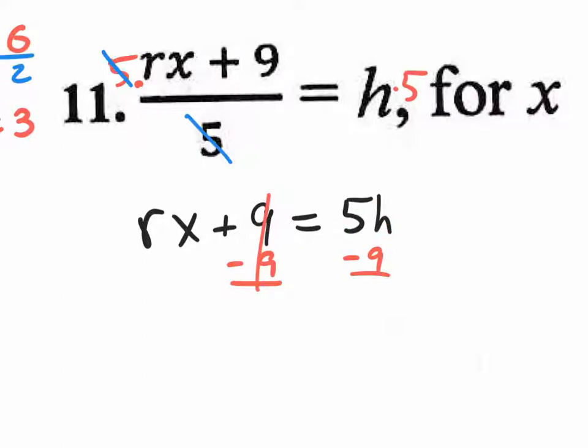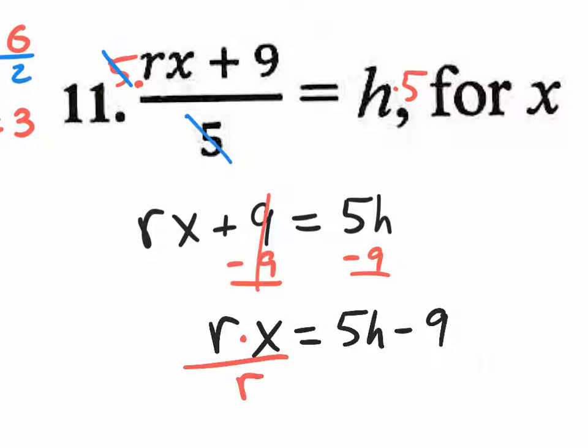So on the left side, well, here's my equal sign. On the left side, I have the rx, the r times x. And on the right side, I have 5h minus 9. And again, we are solving for x, so I need to get rid of this multiplication of r by doing the opposite of multiplying, which is dividing by that r value. And I'm just going to put the whole thing over r.